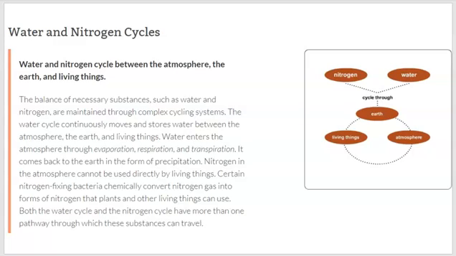The water cycle continuously moves and stores water between the atmosphere, the earth, and living things. Water enters the atmosphere through evaporation, respiration, and transpiration. It comes back to the earth in the form of precipitation. Nitrogen in the atmosphere cannot be used directly by living things. Certain nitrogen-fixing bacteria chemically convert nitrogen gas into forms of nitrogen that plants and other living things can use. Both the water cycle and the nitrogen cycle have more than one pathway through which these substances can travel.